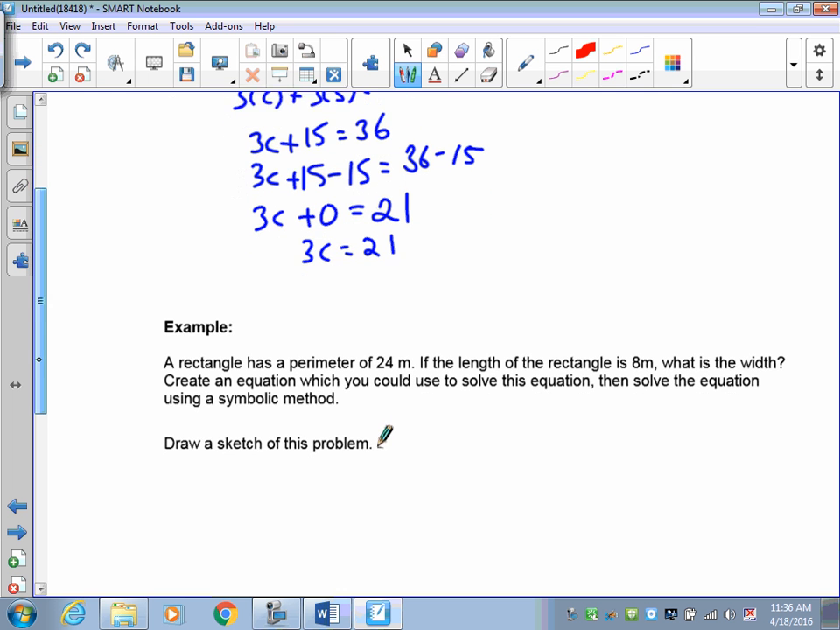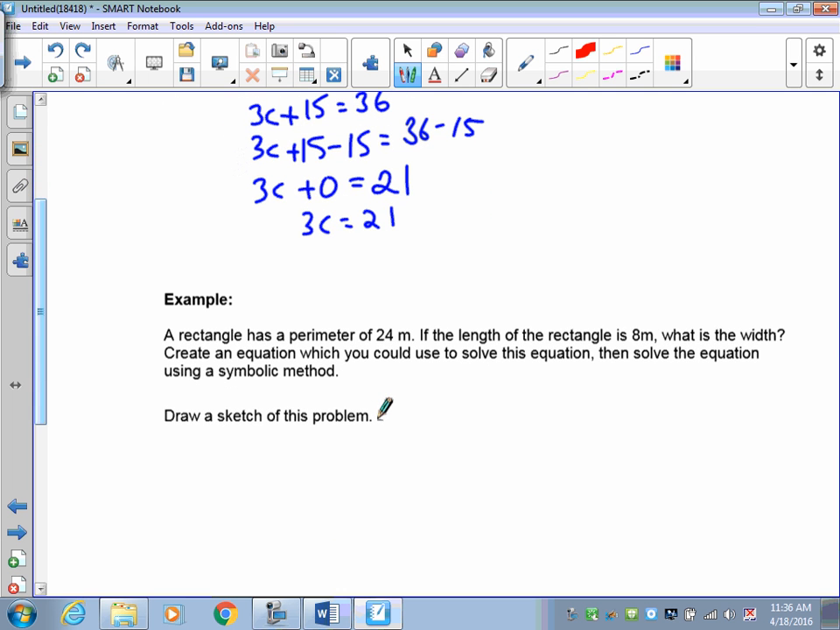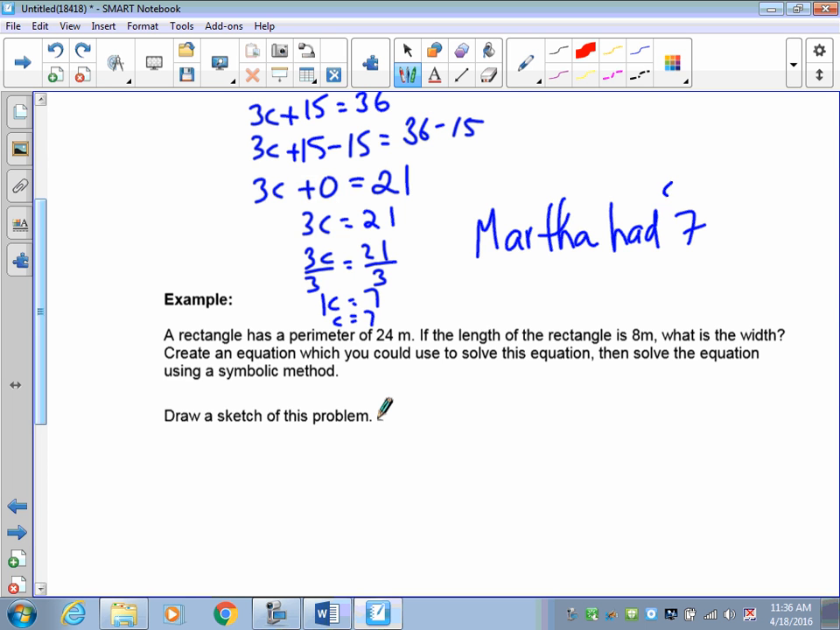I'm multiplying the C by 3, so I have to undo multiplication by dividing. Whatever I do to one side, I have to do to the other. So this becomes 1c is equal to 7, so c is equal to 7. So reality is that Martha had $7 in change when she started, before her mom gave her $5.